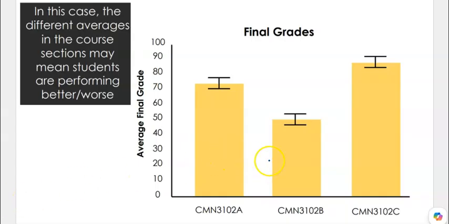And also in this graph, you can see that all of them have a big difference because there is no overlap here, and also no overlap here, and here. So we can say that between 3102A, B, and C, there is a big difference in their average scores.